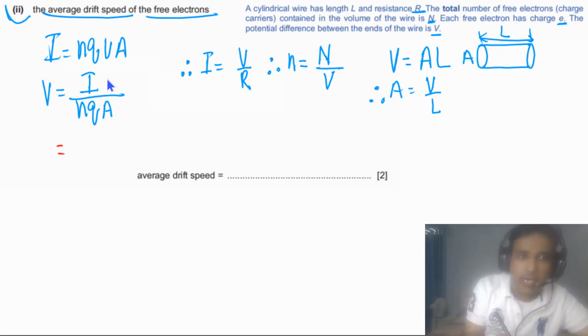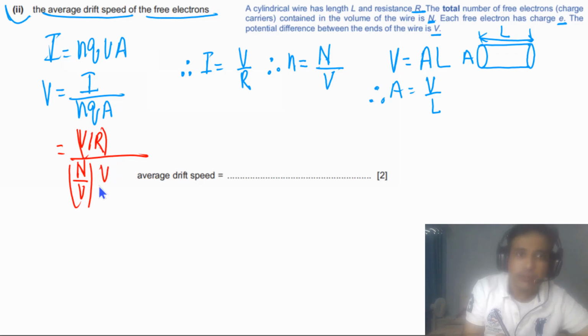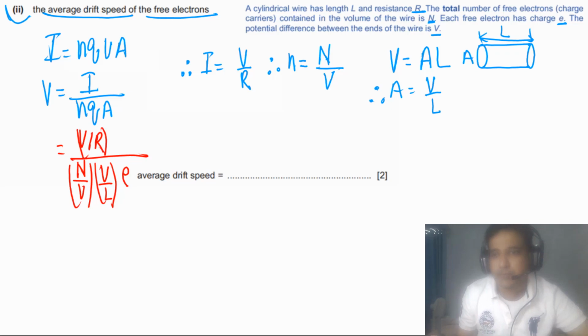So we have I, first of all, I is equal to V divided by R. Then we have n. n is equal to capital N divided by V. And we have A, that is equal to V divided by L. And we have Q. Q is equal to small e. Now we can simplify this one.